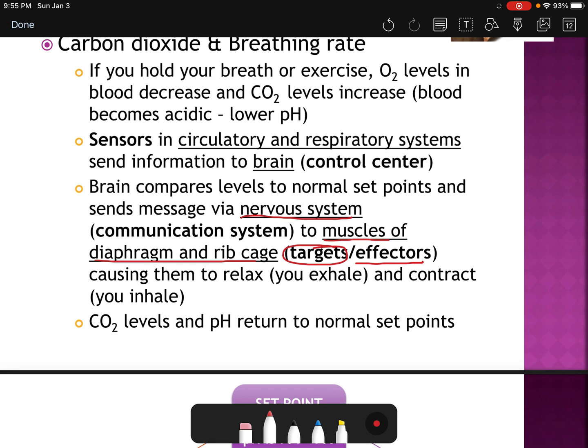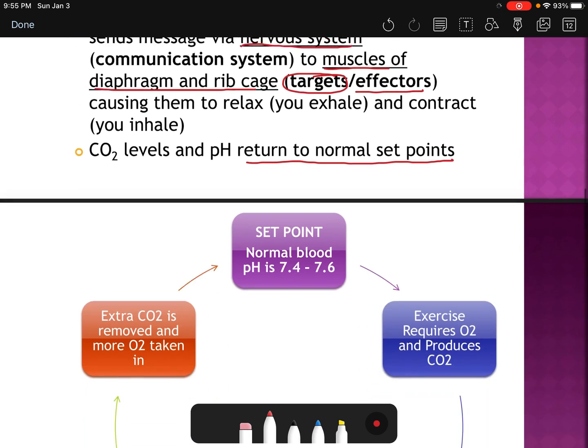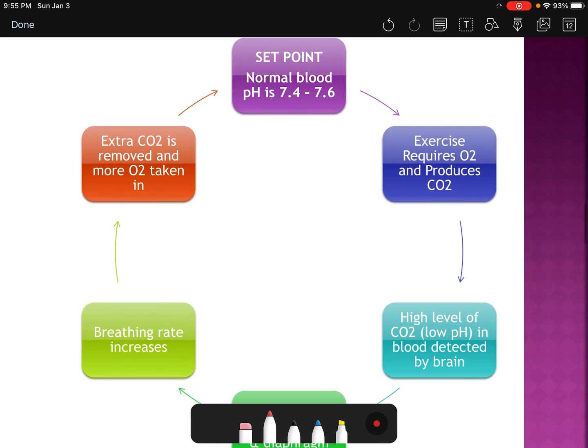And so the whole goal is to return to your normal set points. Remember, negative feedback loops try to reverse the change. Your set point is either above or below what it should be, and so how your body responds is to try to get you back to that normal set point. So here's a little diagram that kind of shows you that.